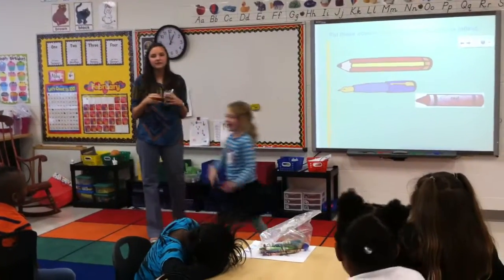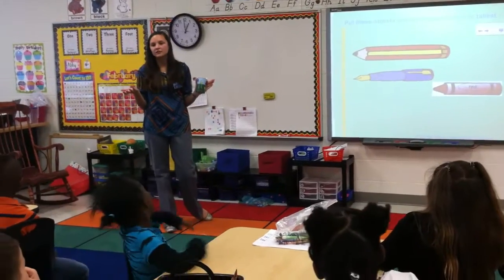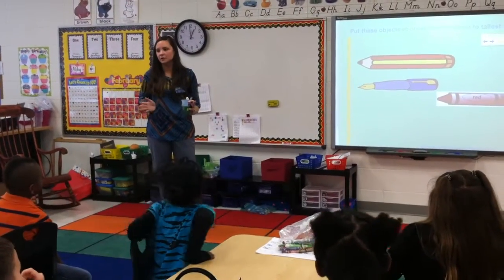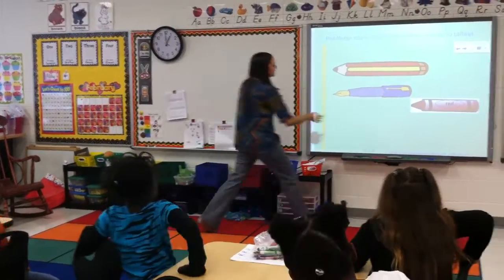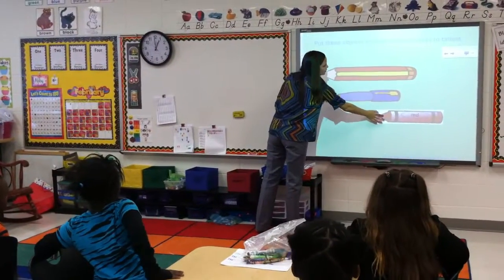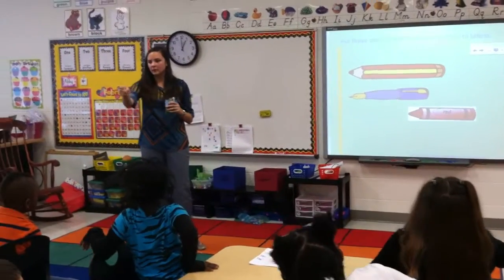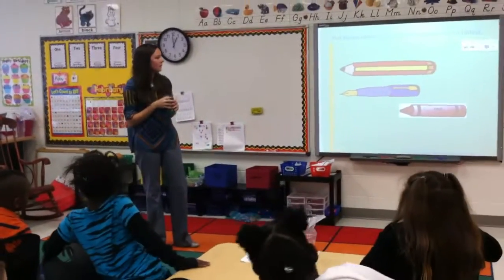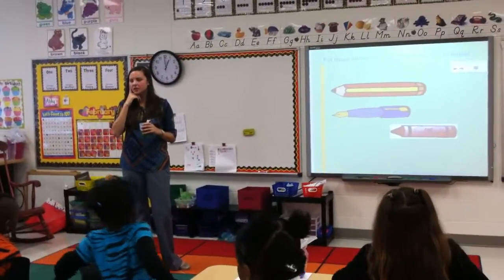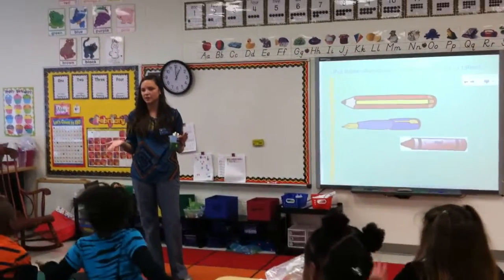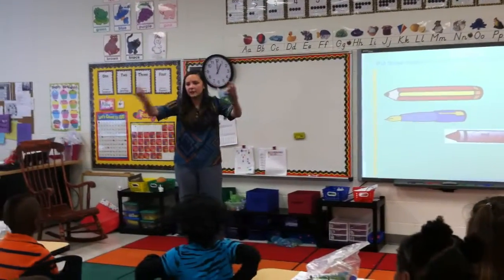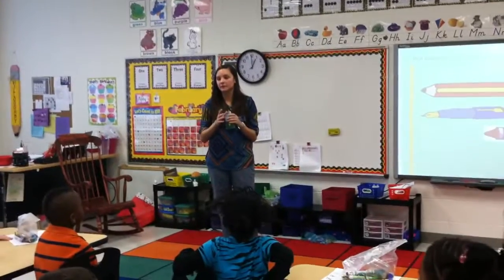Okay, and all we have left is our what? Crayon. So is the crayon the longest one or the shortest one? The shortest one. What happens if I measure the crayon right here? It'll be longer. It'll be what, Josh? Longer. It'll be longer, but we know our crayon's not longer. So what do we need to do to measure? Can we just put them everywhere, or do we have to line them up?